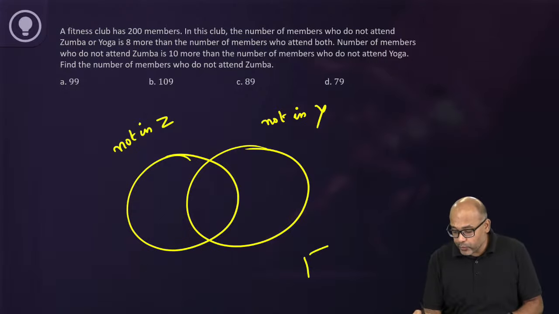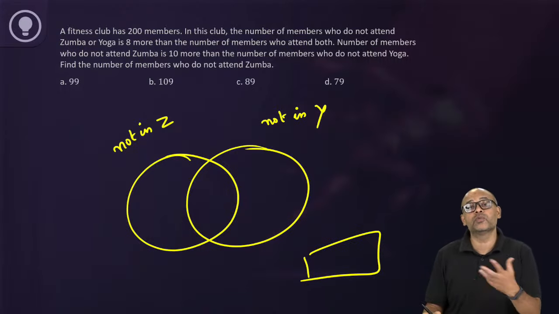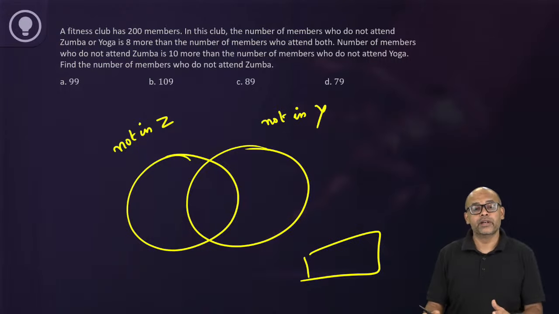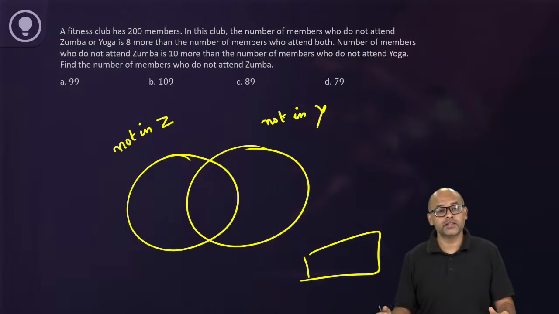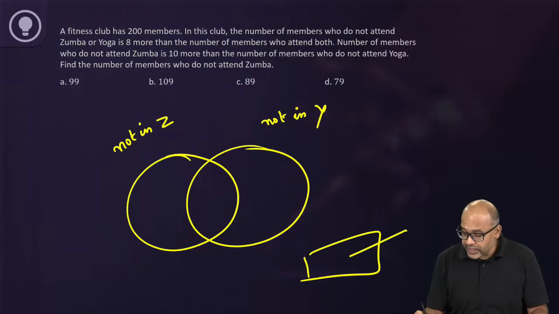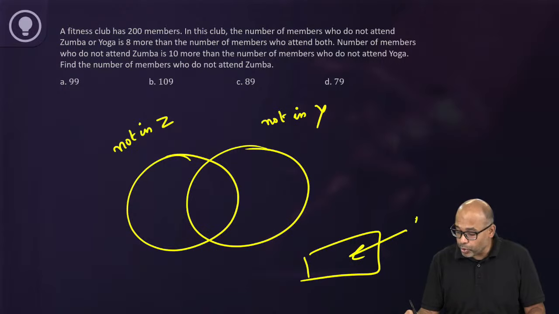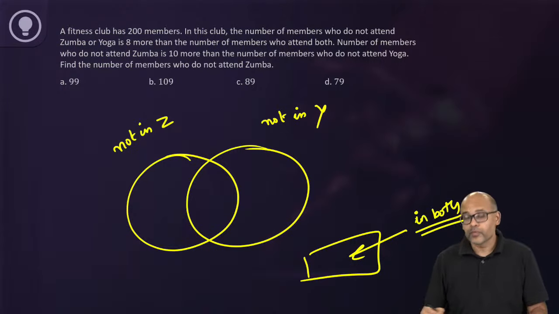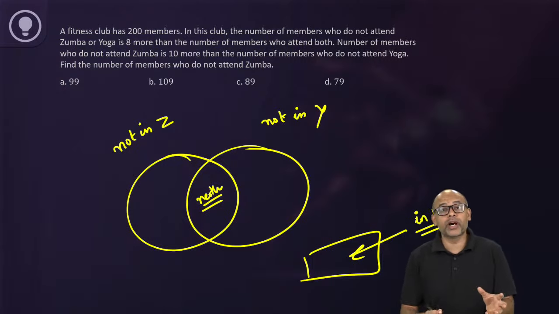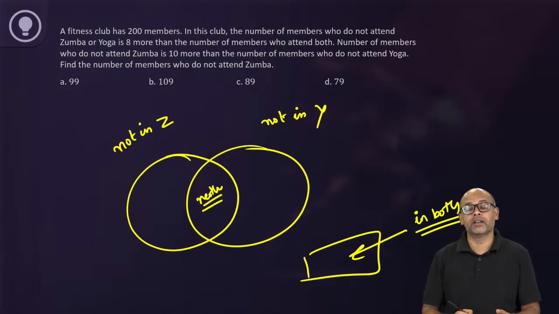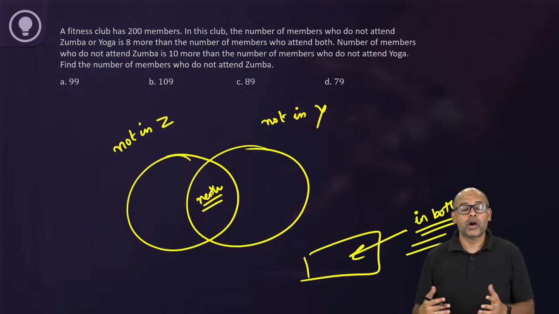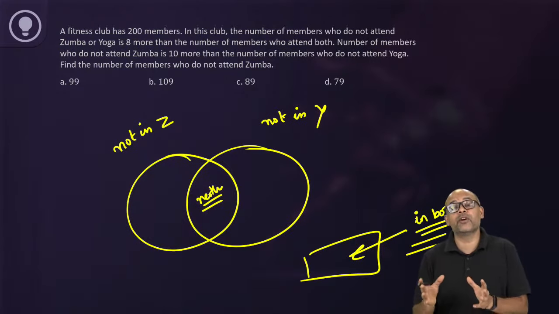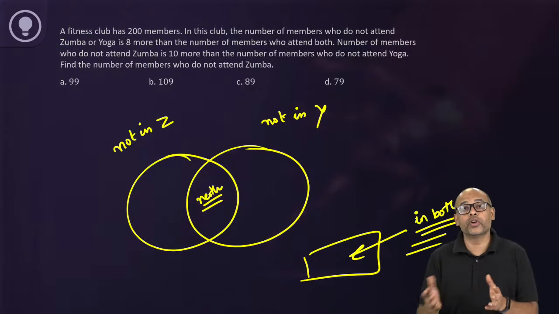Which means, can somebody tell me what this outside set represents? Outside is what? Anyone? Quickly. What does the outside area represent? Quick answers? Right. The outside area represents people in both. People who are in both. Neither is the intersection. Because if you are not in Zumba, not in yoga, it means it is not in both. That is the intersection part. Outside means you are there in both. So that's the nice way of looking at this question. So it's reverse of what you are usually doing.